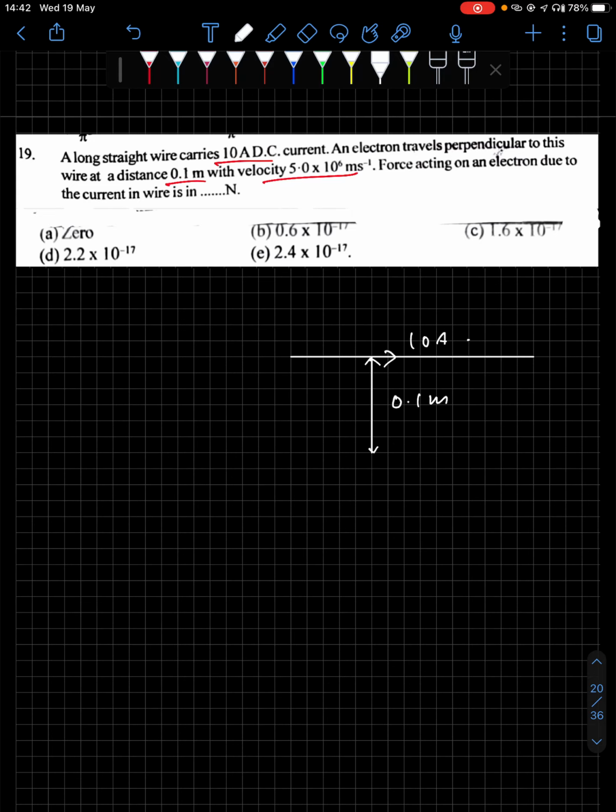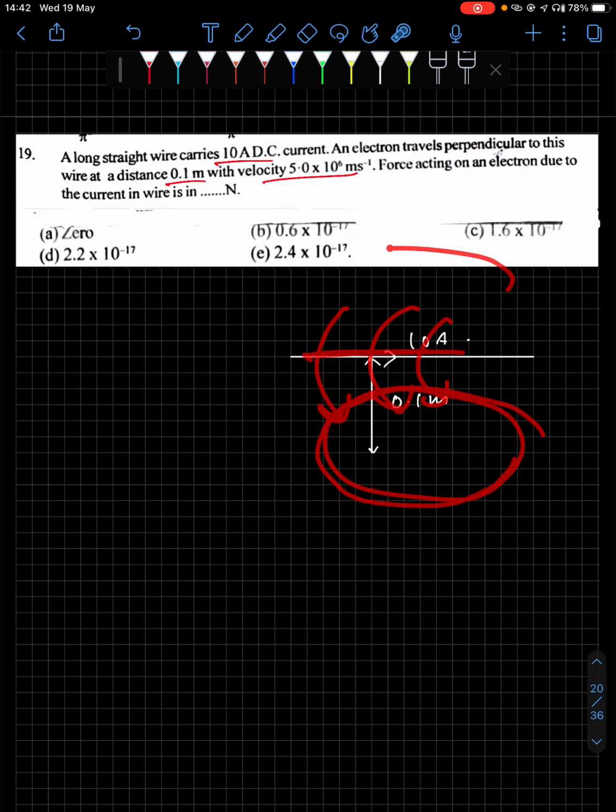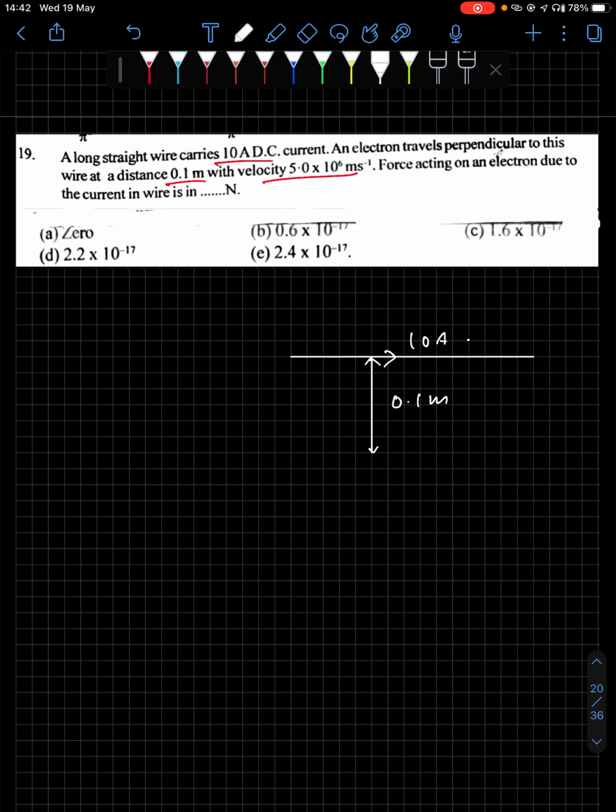Now you see, if you apply the right hand thumb rule here, you align the thumb along the direction of the current. In that situation you'll see your fingers will curl this way. That means the magnetic field will enter inside the page below the wire, and above the wire it will come outside the page, right? So you can mark it as magnetic field is entering here.